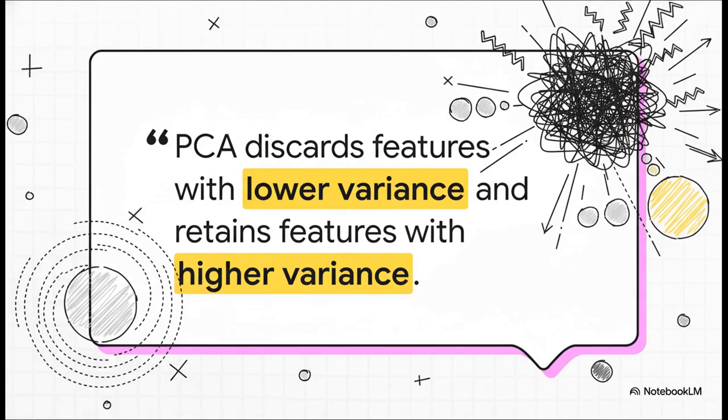PCA works on one big assumption. The most important features are the ones that have the most variance, the ones that change the most. It takes our data, rebuilds it into a new set of features called principal components, and then it ranks them. The components with high variance, that's your signal. The ones with low variance, PCA treats that as noise and gets rid of it.